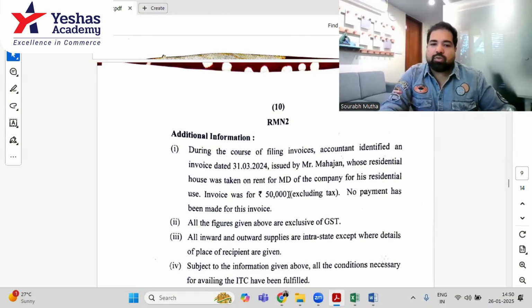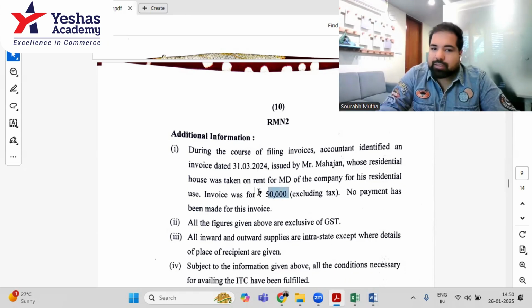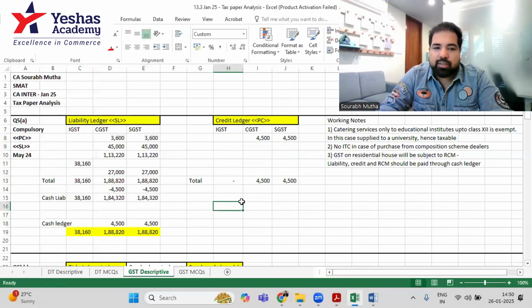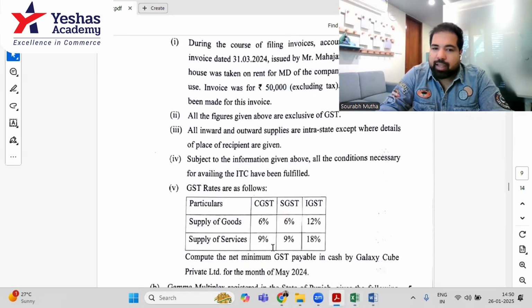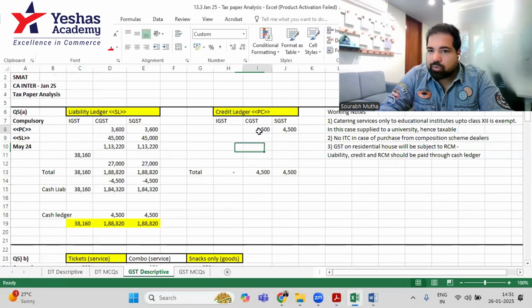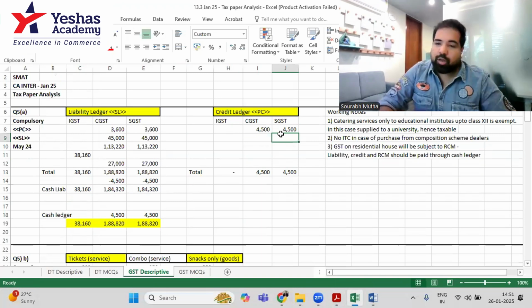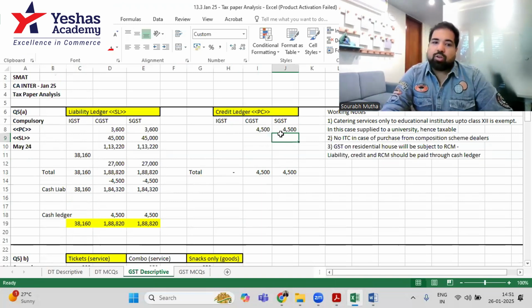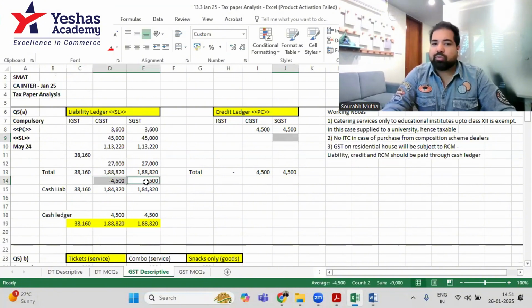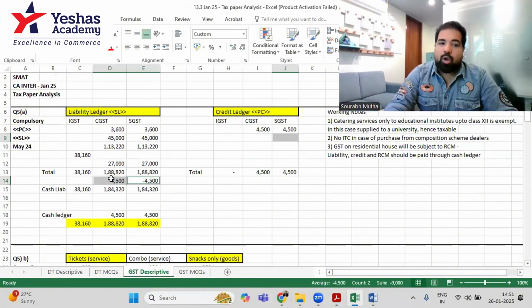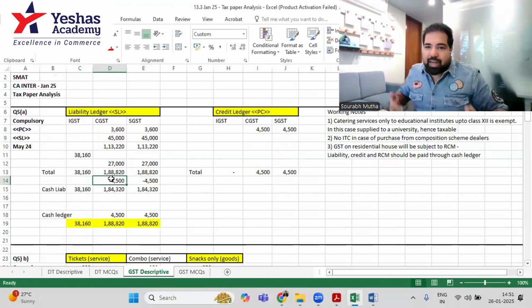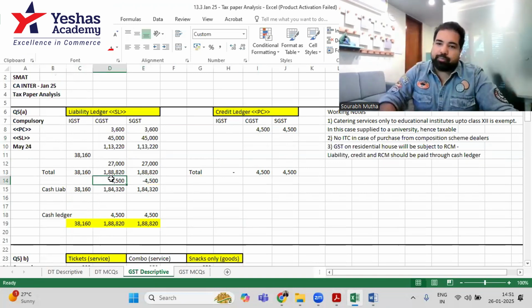So on 50,000 rupees, you'll have to pay RCM. This is the service. So on service, this is the rate. I'll just show you the rate. 9% of 50,000, that is 4,500, 4,500. Now I'll tell you how RCM has to be done. First, RCM means you have to pay to the government, so it will go into a liability ledger. So 4,500, 4,500, RCM goes into a liability ledger. Why does it go to a liability ledger? Because it is RCM. You have to pay to the government.